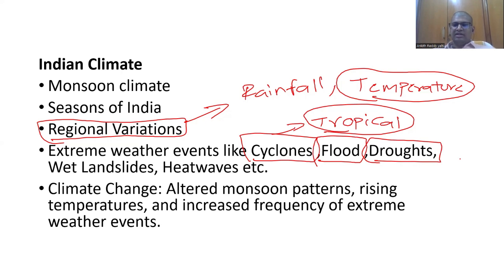Okay, and because of the extreme weather events, you also experience landslides. Okay, so the Himalayan region also experiences landslides, but it's majorly because of earthquakes. Earthquakes may trigger landslides, but the Western Ghats also experience landslides, and here the landslides are because of heavy rainfall in the period of monsoons.